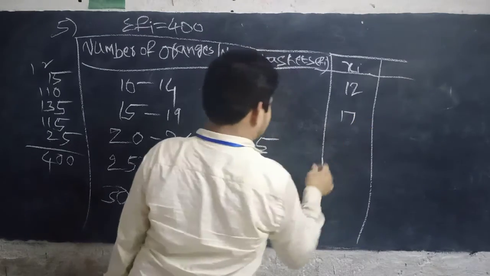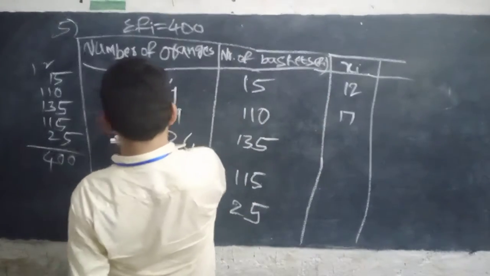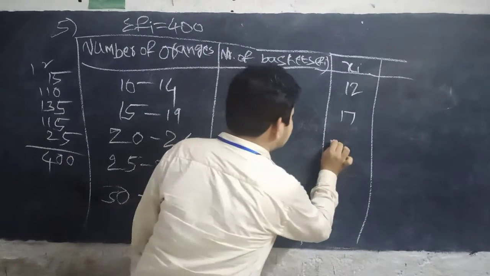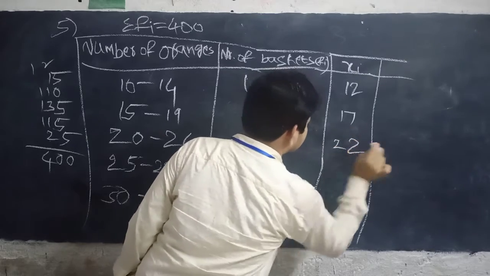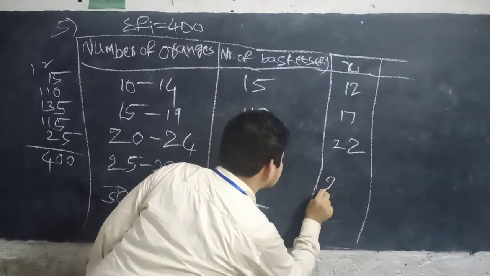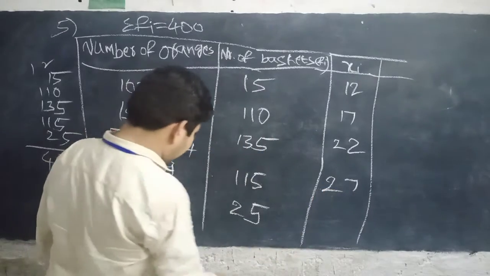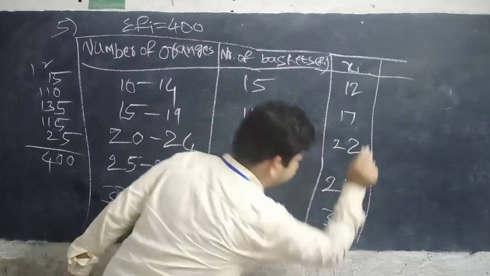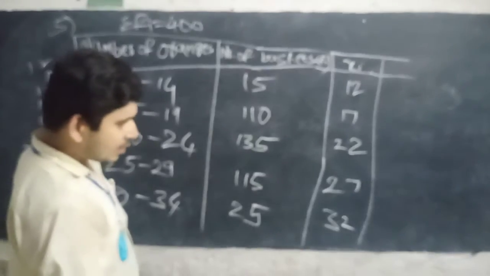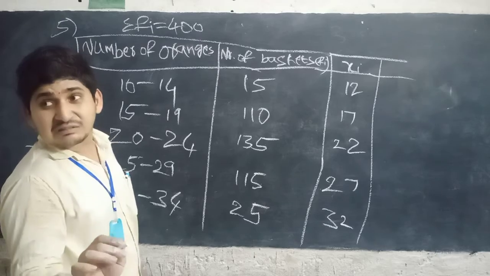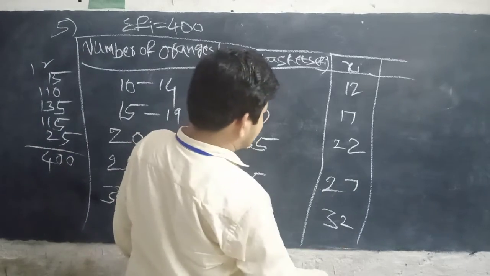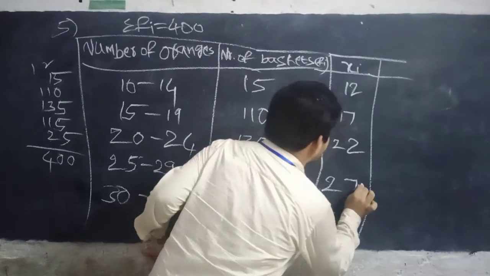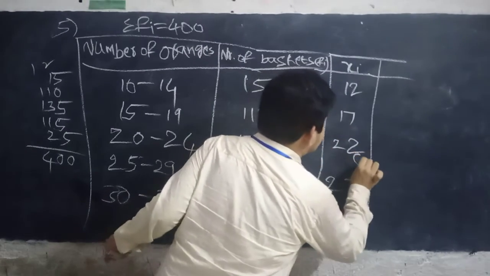Now the next difference is fixed, so add 5. 12, 17, next 22, 27, 32. And now, in this, I am choosing 22 as the A value.